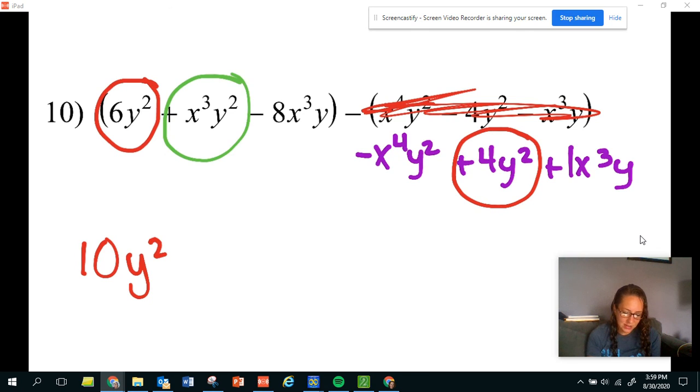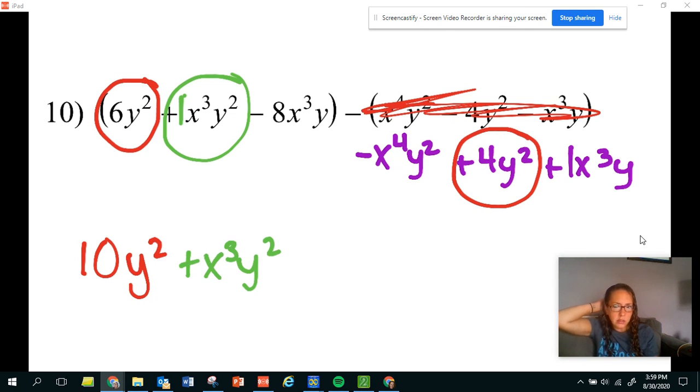Next, I've got an x3y2. Well, that is the only one that is like that. There is no other x3y2. So all I have to do, and that would have a 1 in front of it too, is bring it down. You can put the 1 there or not, doesn't really matter. Technically, it's more proper to not write the 1, but you're not wrong if you write it. You know what I mean?